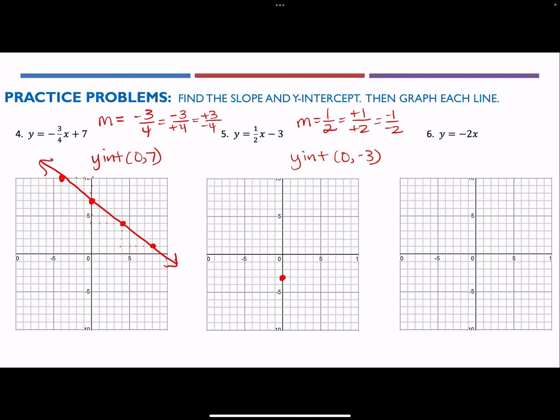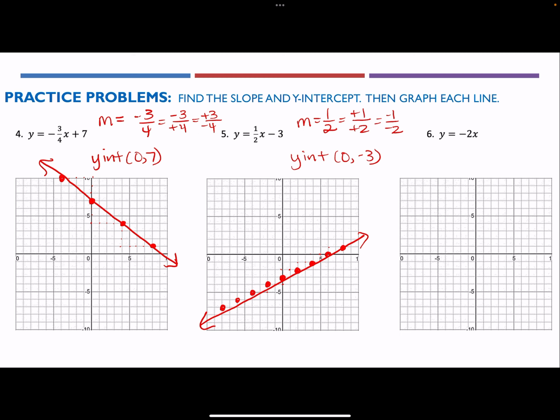And we can either go up 1 and 2 to the right, up 1, 2 to the right. Or we could go -1 and -2 to the left. -1, -2 to the left. And when we connect them, that's what our line should look like.